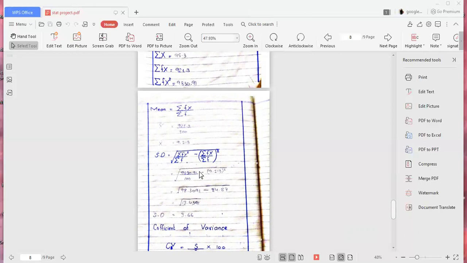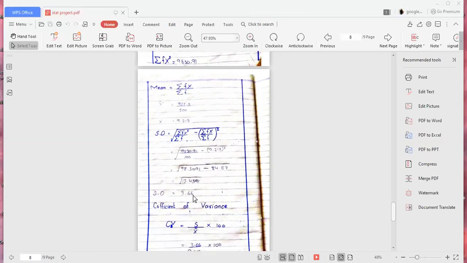Now, according to the question requirement, we will find the standard deviation, coefficient of variance, and interpretation. As you see, the formula of standard deviation is sum of fx square divided by sum of f minus sum of fx divided by sum of f, whole square. So sum of fx square is 9830.91 divided by sum of f, which is 100, and put the value of mean here. Just solve it and you get a standard deviation of 3.66.